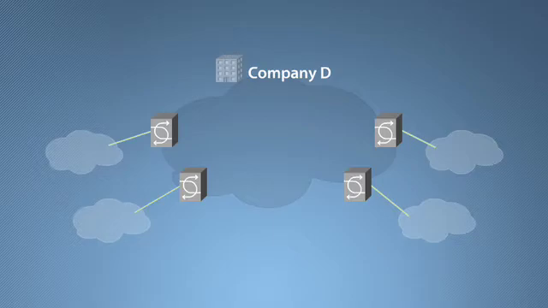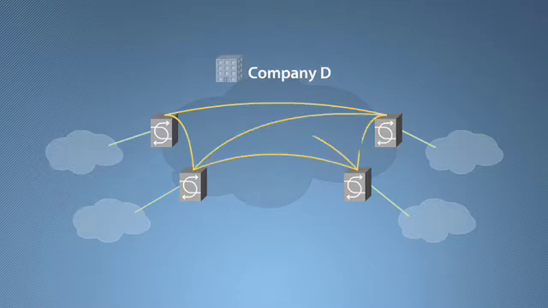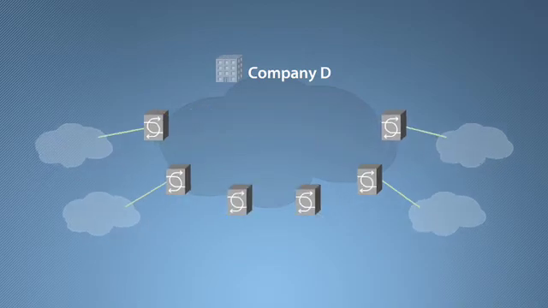The soft switches are currently deployed in a fully meshed framework, where every switch must be defined in the translation table of every other switch. Company D wants to expand their network to serve other Asian markets.